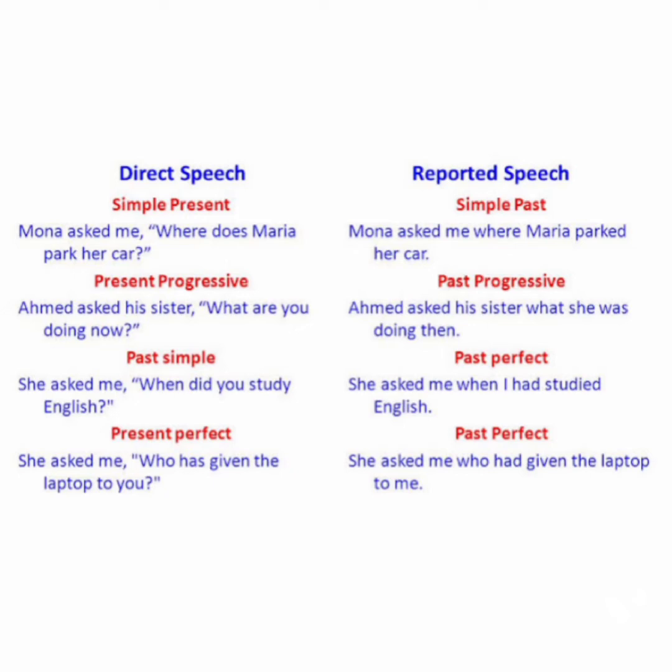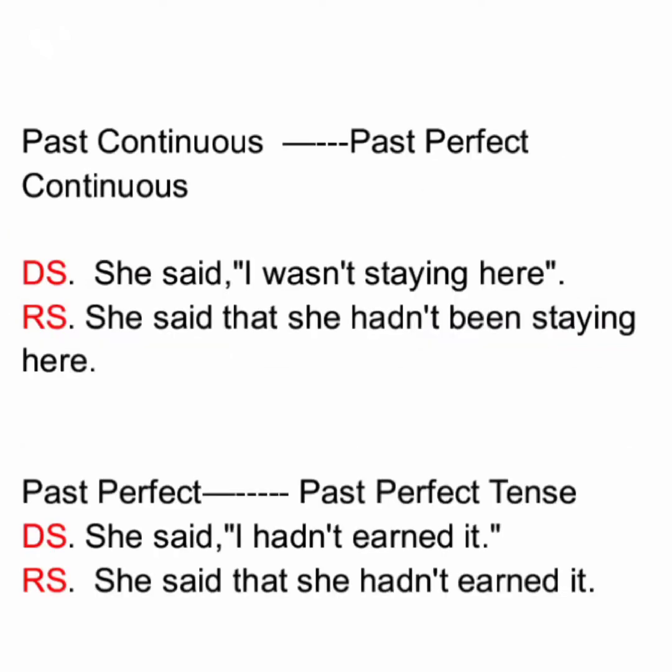Next sentence is present perfect tense. She asked me, who has given the laptop to you? Here it will change into past perfect tense. That is, she asked me, who had given the laptop to me? Now when converting from past continuous to past perfect continuous, the direct speech is, she said, I wasn't staying here. And the reported speech for this sentence is, she said that she hadn't been staying here.